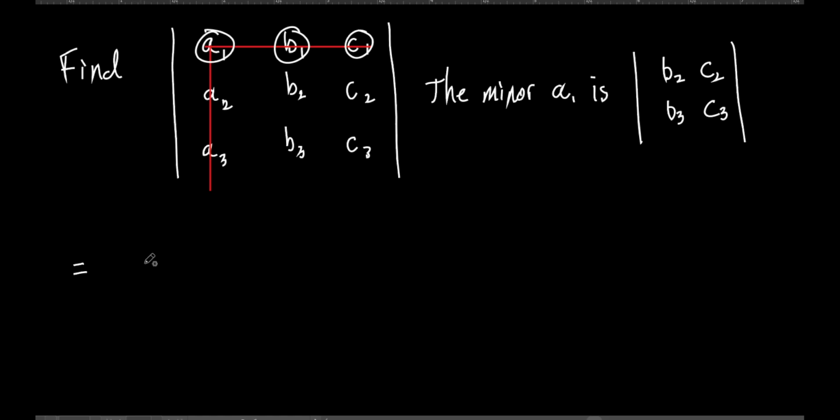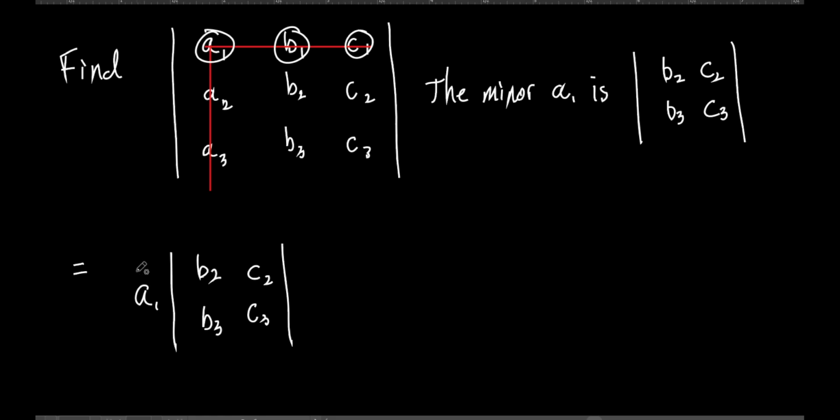So first thing we do is we go A1. Since that's our first minor, the A1 minor, we're going to take that and multiply it by the A1 minor. What was the A1 minor? B2, C2, B3, C3, okay? So it's whatever's left over, all right? So I'm going to do the A1, so it's going to be A1 times, and then whatever's left over here. So what is left over? B2, C2, B3, C3, okay?